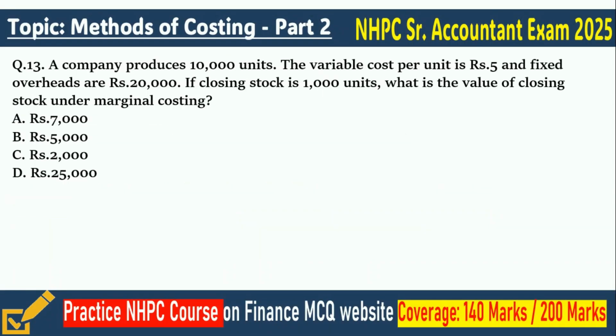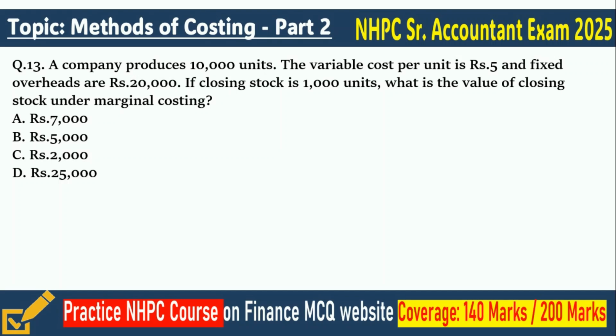A company produces 10,000 units. The variable cost per unit is rupees 5. Fixed overheads are rupees 20,000. If closing stock is 1,000 units, what is the value of closing stock under marginal costing? Option A 7,000, option B 5,000, option C 2,000, option D 25,000. So friends, pause the video and try to solve the question.